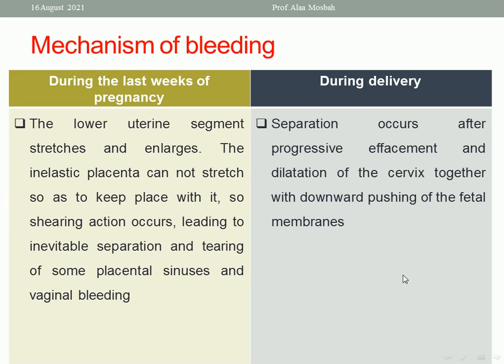While during delivery, why does bleeding occur? Because there is progressive effacement and the dilatation of the cervix together with downward pushing of the fetal membrane leads to separation and the bleeding.